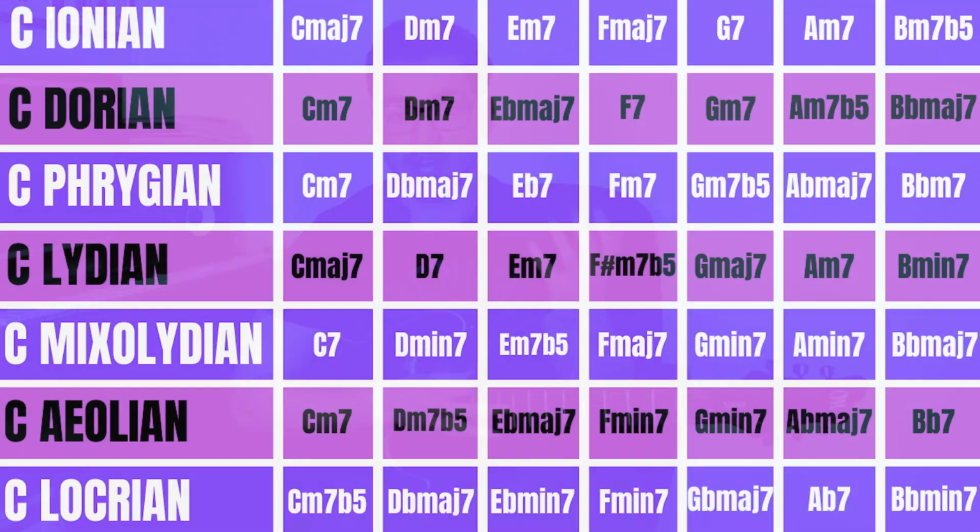Here is a chart of some modal interchange chords we can use. As you can see, I've got all the chords for C Ionian or major, C Dorian, C Phrygian, C Lydian, C Mixolydian, C Aeolian, and C Locrian. So what we could do is play a chord progression in the key of C major.